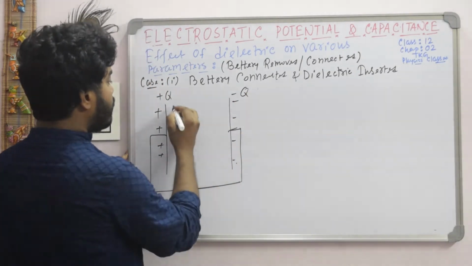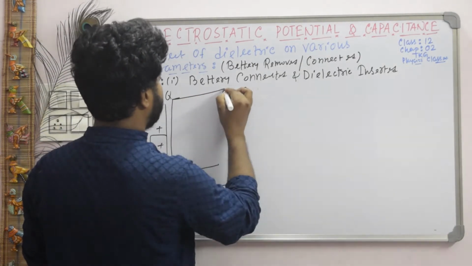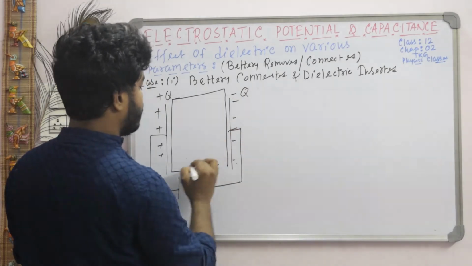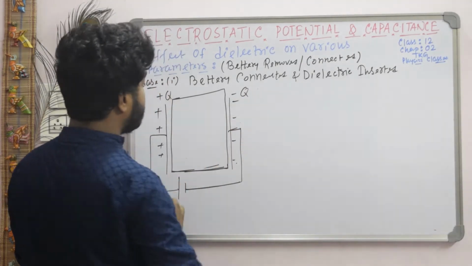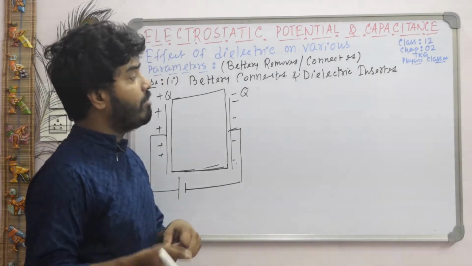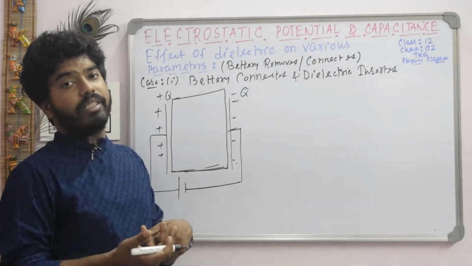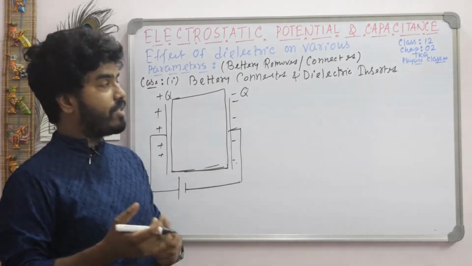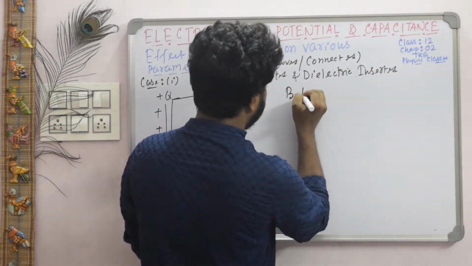Okay, now we introduce a dielectric slab between this separation. Now for introducing the dielectric slab, here you have to find out the changes in the charge, potential, electric field, electric potential energy, etc. Okay, write it down, before and after.